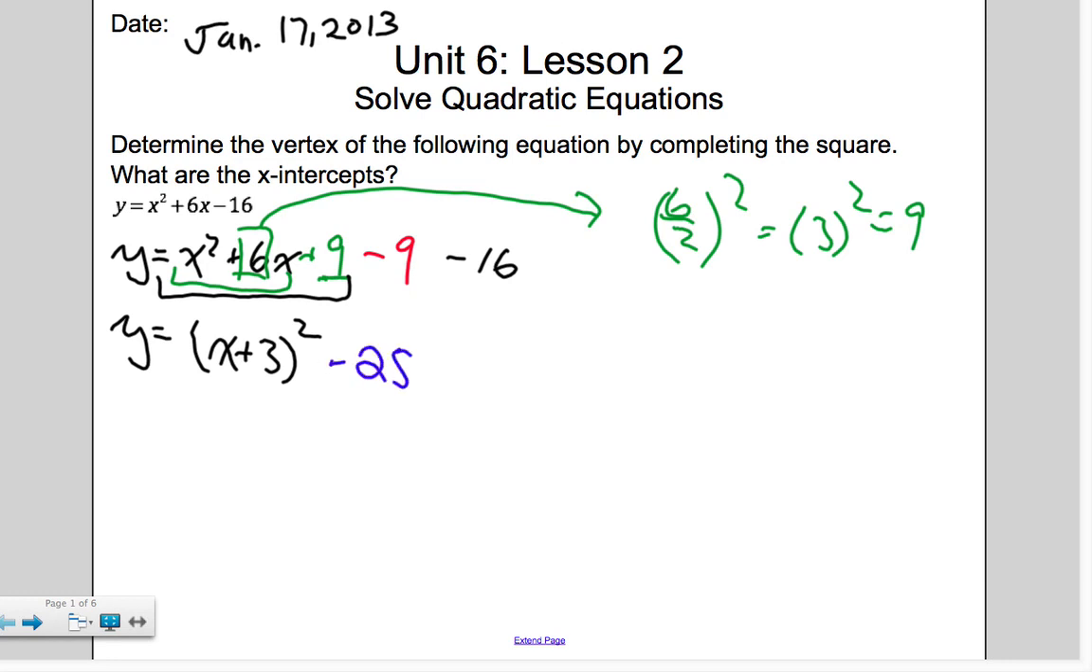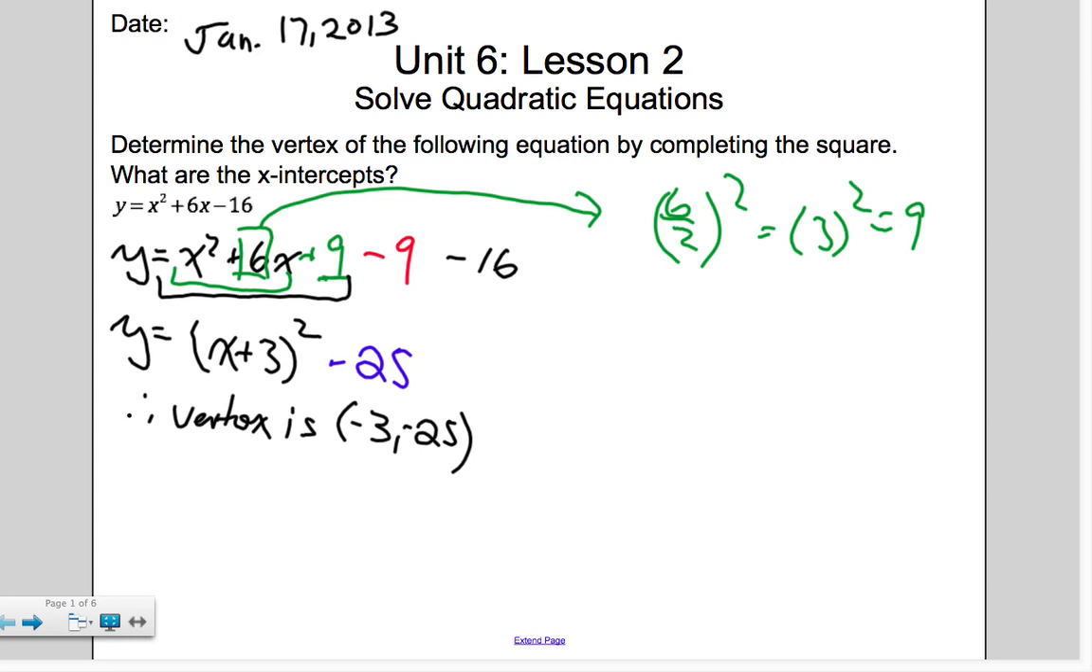So doing this does not answer the question. The question is, what is the vertex? If you left it like that, and this question is out of 2, you get 1. If it's out of 3, then you only get 2. You need to answer the question. Therefore, the vertex is (-3, -25). Good. Alright?